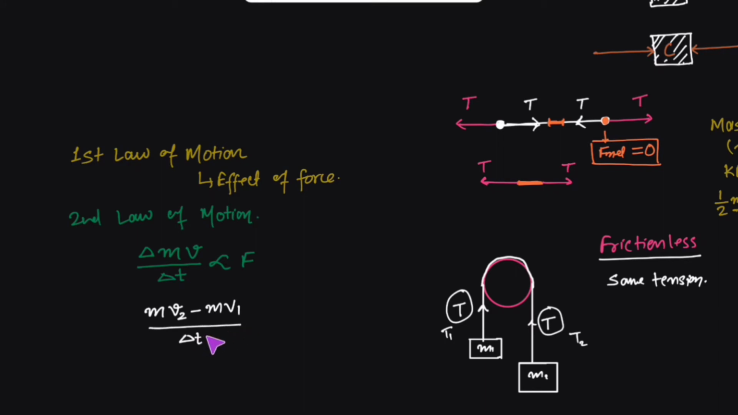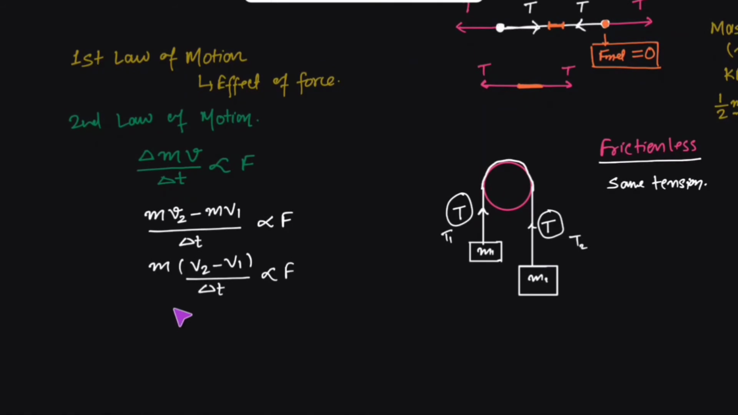Delta t is proportional to F. We take M common, so this becomes v2 minus v1 upon delta t, proportional to force. v2 minus v1 is change in velocity. Delta t is time difference. Change in velocity per unit time is called acceleration. Acceleration is nothing but rate of change of velocity, and v2 minus v1 upon delta t is rate of change of velocity. So this is by definition acceleration.